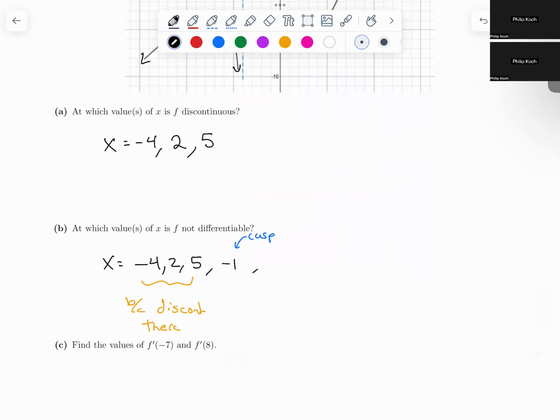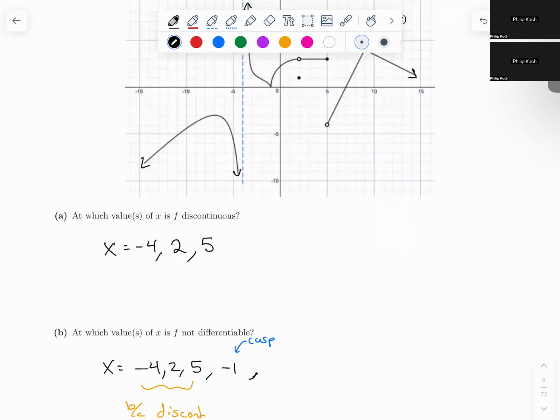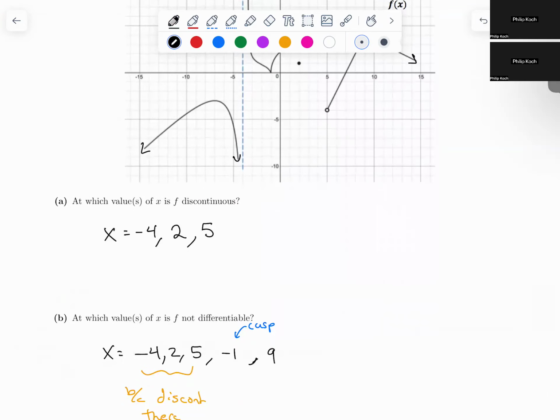And then there's one other one. 9, because that is a corner. And those are our values of non-differentiability.